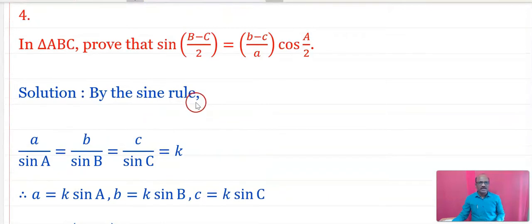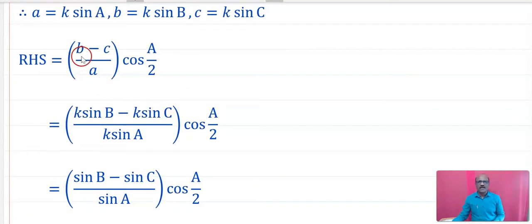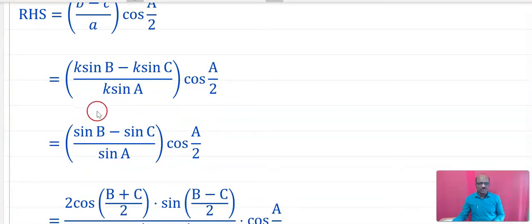Now consider the RHS. What is RHS? RHS is equal to (b minus c) upon a into cos of a by 2. And that's equal to (k sine b minus k sine c) upon k sine a into cos of a by 2. Take k as common and cancel from the numerator and the denominator. You will get (sine b minus sine c) upon sine a into cos of a by 2.